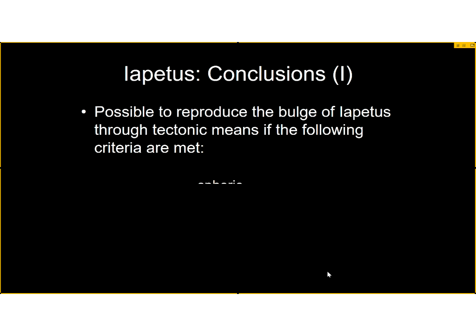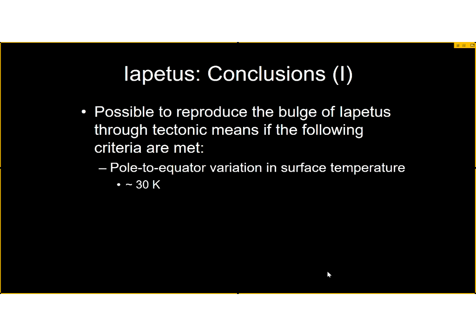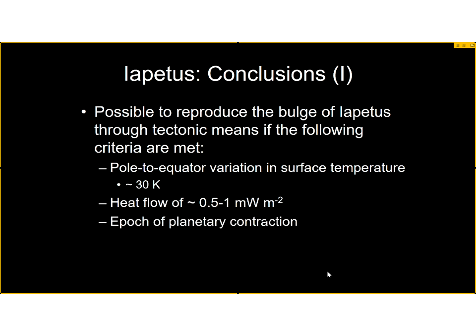So this work was able to reproduce the bulge of Iapetus through folds in the ice. If you have this pole-to-equator variation in surface temperature, you have a heat flow between 0.5 milliwatt and 1 milliwatt, and you have this epoch of planetary contraction, which is a key detail, but is in all of the models, even the tectonic-origin models, even the rotational models, they think this rotational epoch happened.